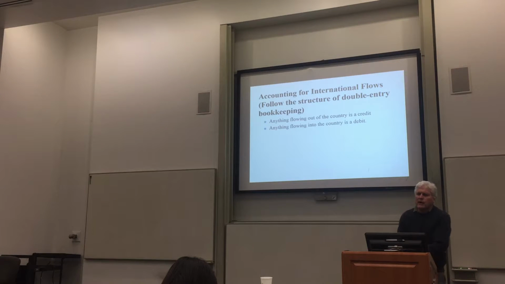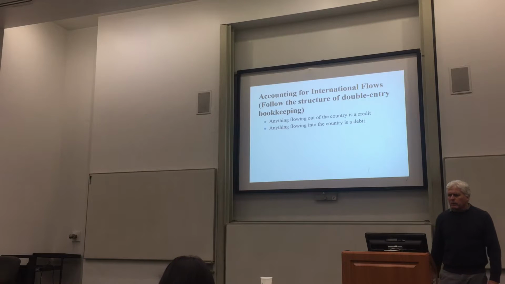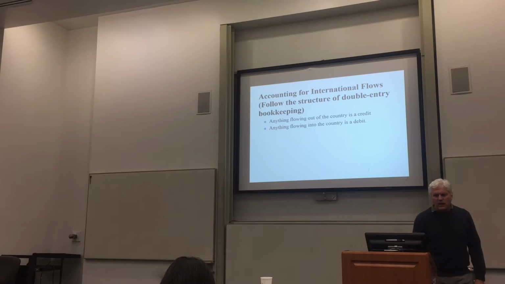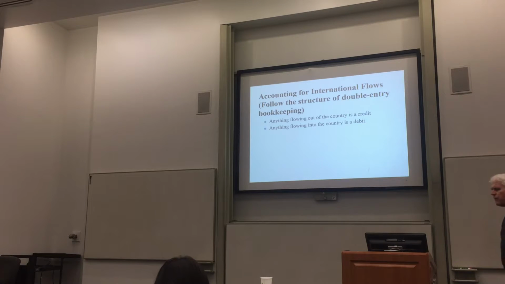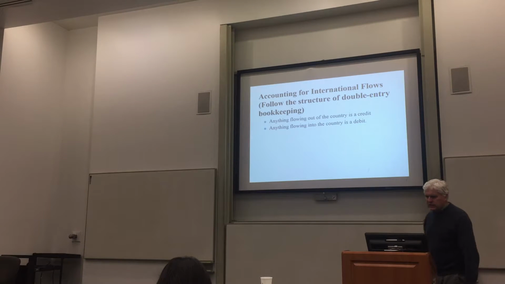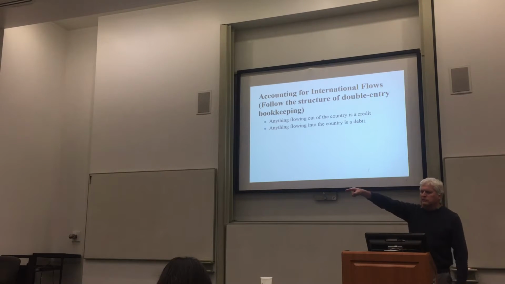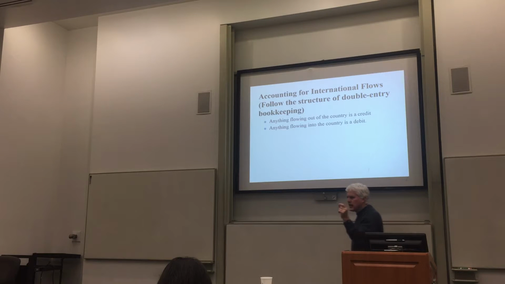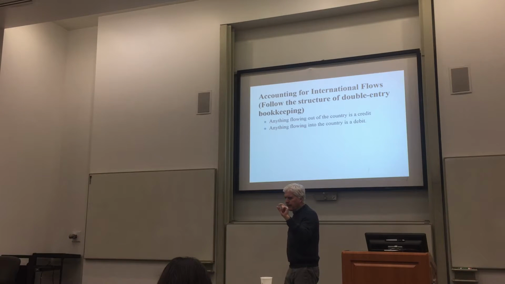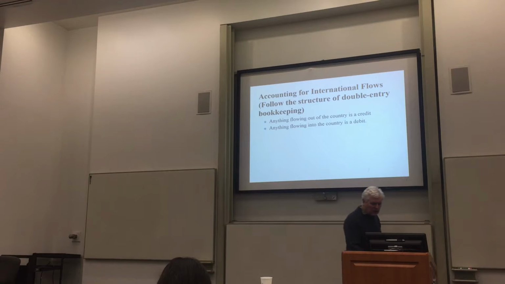So the way we keep track of international flows is that we record anything leaving a country as a credit and anything flowing into the country as a debit. So outbound is credits, inbound is debits, and every transaction, this is the double entry part, has both a credit and a debit aspect. Okay?